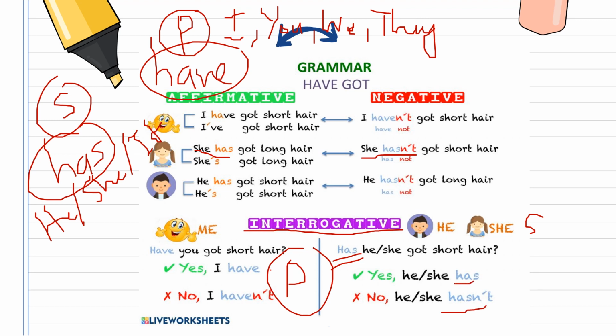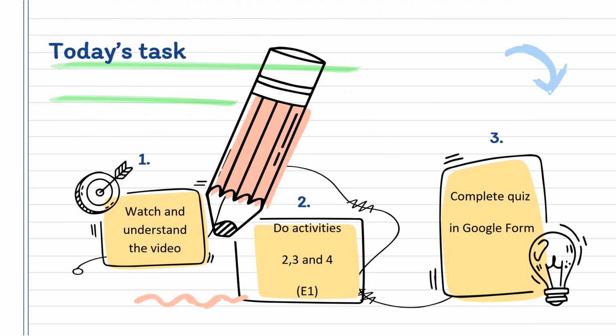Remember, look at the first question here. Tengok soalan dia. Kalau soalan dia has, jawapan dia mesti has. If it is negative, mesti hasn't lah. Kalau soalan dia start dengan have, the answer must have lah juga kat sini. Ni pun kalau dia negatif, haven't. Understand? Good. Alright.